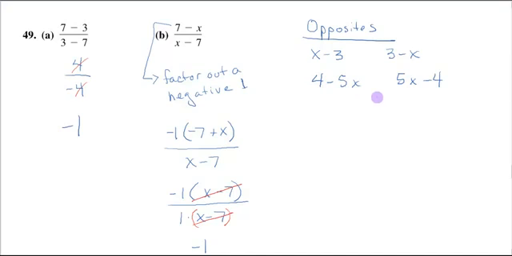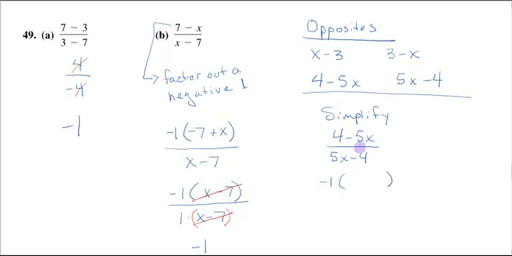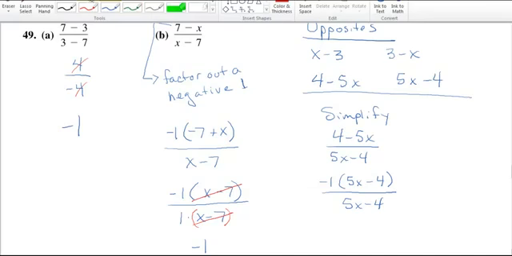So if we want to simplify 4 minus 5x over 5x minus 4, we end up with something very similar to this. Let's factor out a negative 1 here, and I'll go ahead and rearrange. Negative 5x divided by negative 1 is a positive 5x, and 4 divided by negative 1 is a negative 4, and the denominator is 5x minus 4. Again, we're right where we want to be.